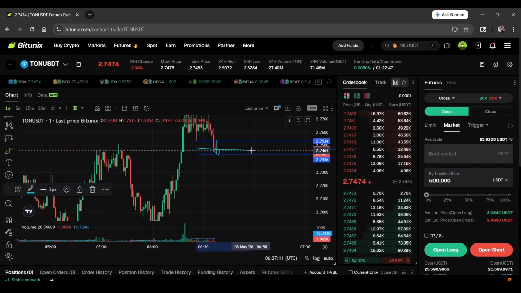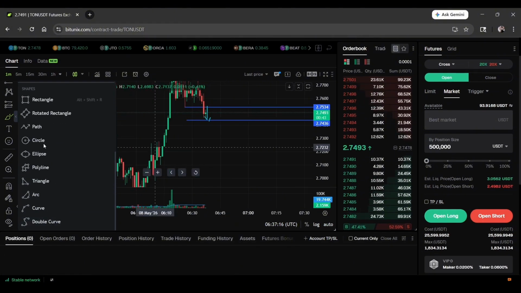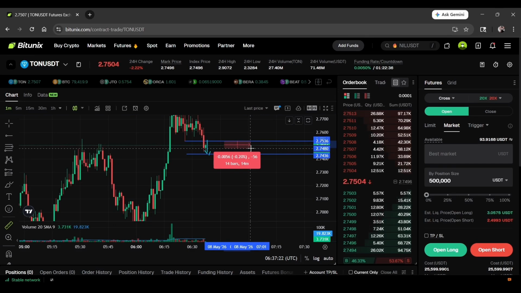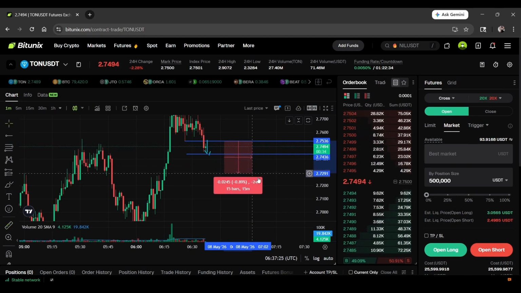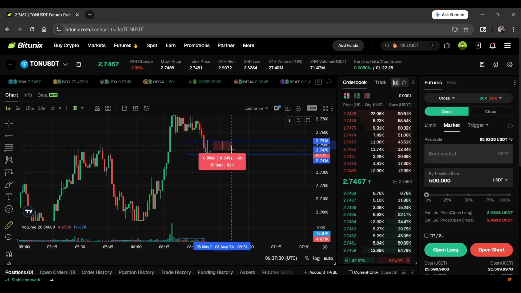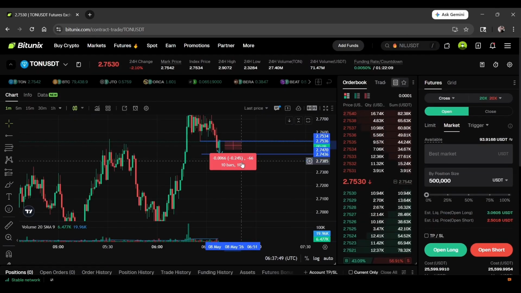So 2.7464. Whatever that gap is, let me find where I can measure. Yeah, there we go, got it. If I hold shift and click at the same time, I can pull this little measurement tool up. So my slippage on that trade is going to be 0.24%, right? So not only do we have to be mindful of the trading fees that we are paying, like the 0.02% maker and the 0.06% taker, but there's also the cost of slippage.